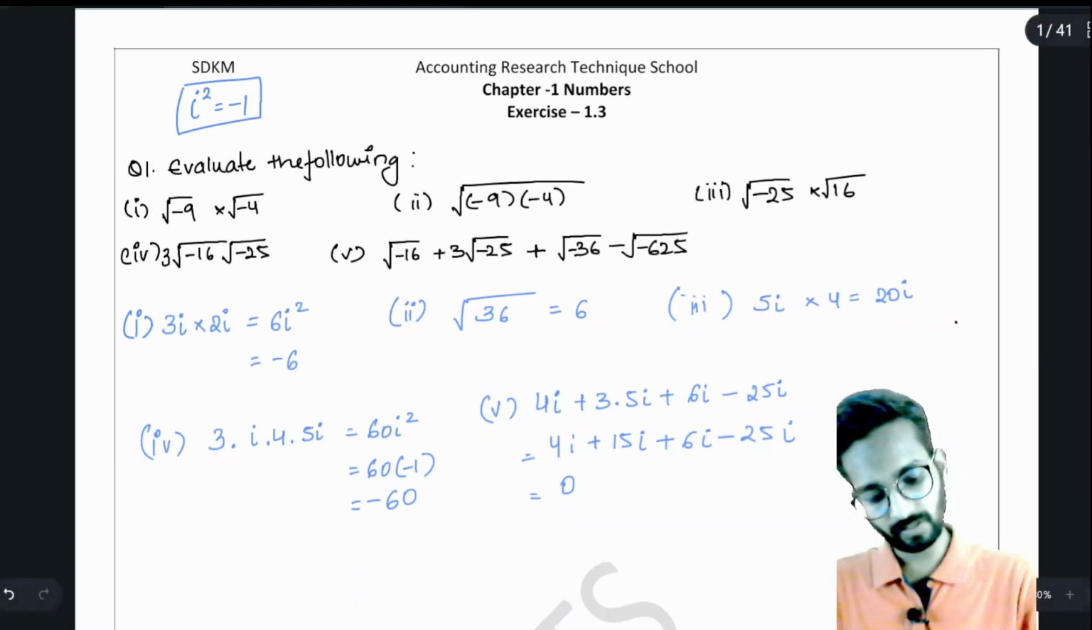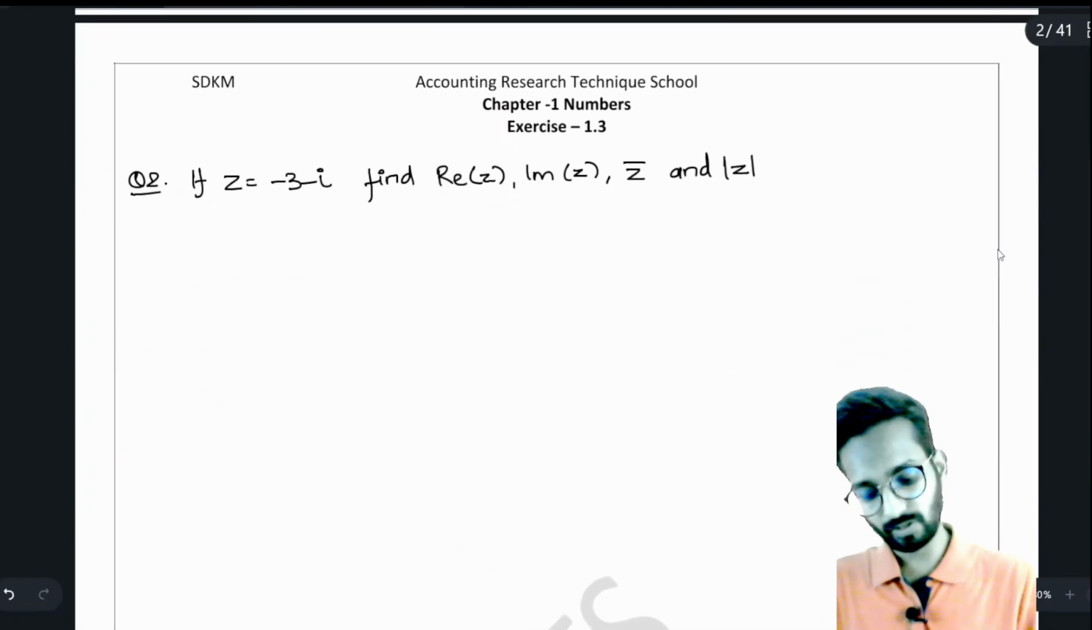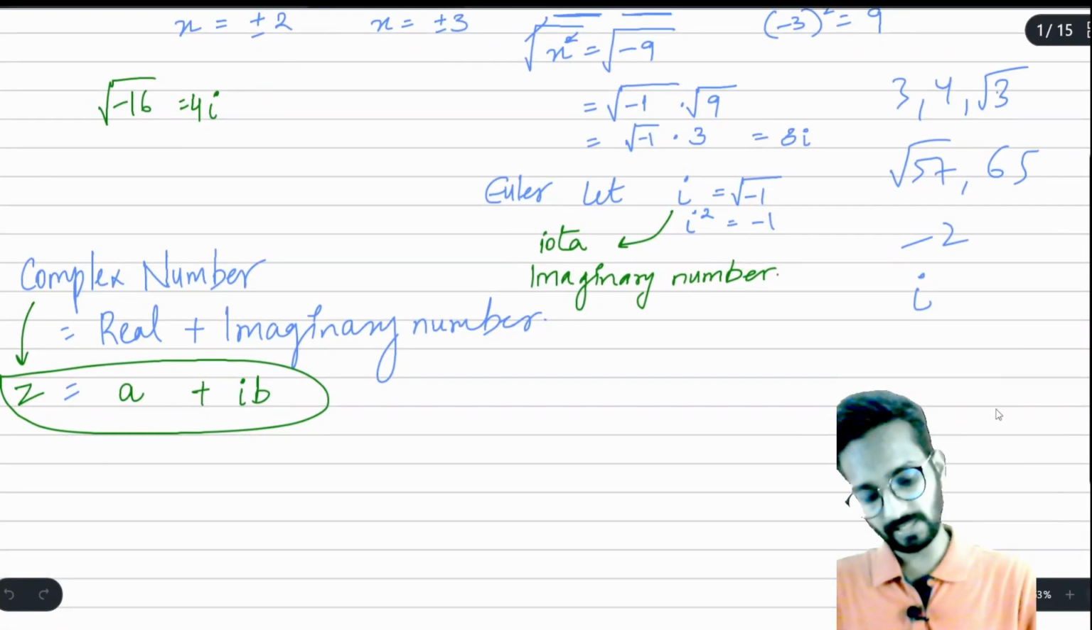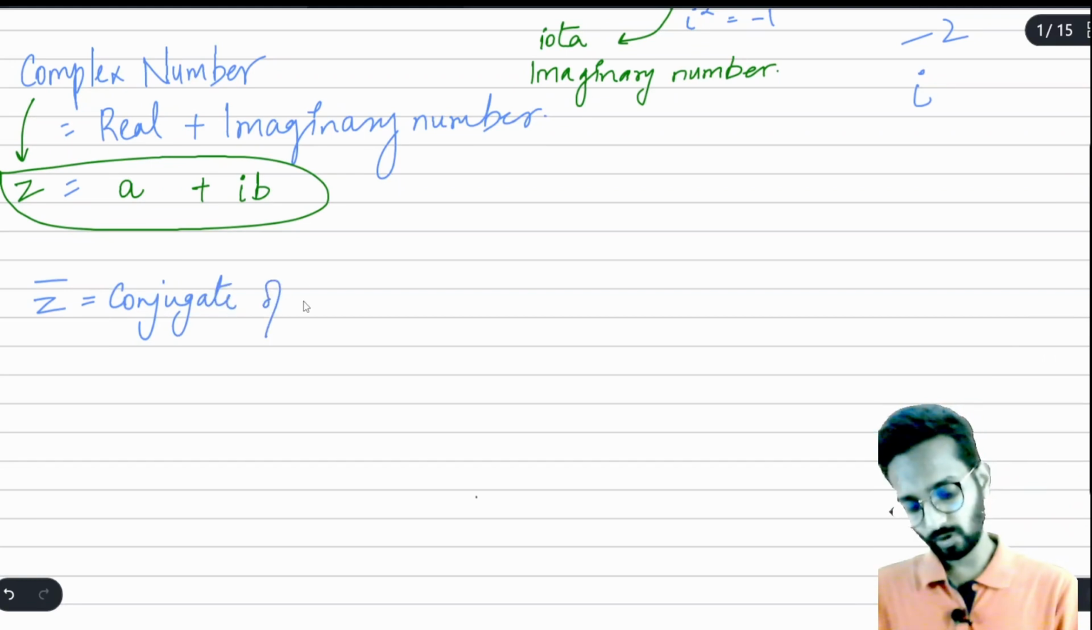Now moving further to the next question, we have here: if z is equal to negative 3 minus i. Now we will understand some more things. We already know that z is equal to a plus ib. Now this is our complex number. If I ask you what will be the conjugate of this complex number, z bar is called the conjugate of complex number z. How do you find the conjugate? You have to just change this sign, so it will become a minus ib.